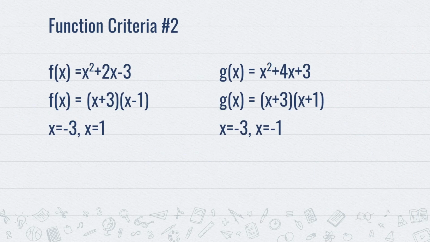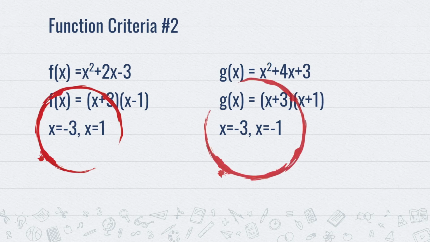The second criteria says that f of x and g of x must have two or three roots. Well, here, ladies and gentlemen, I will prove it. Here, I have separated these two functions. For both, if you factor them out, you'll be able to use these two incredibly simple algebra problems to solve for zero. When you solve, you should get that x equals negative 3 and x equals 1 for f of x, and x equals negative 3 and x equals negative 1 for g of x.